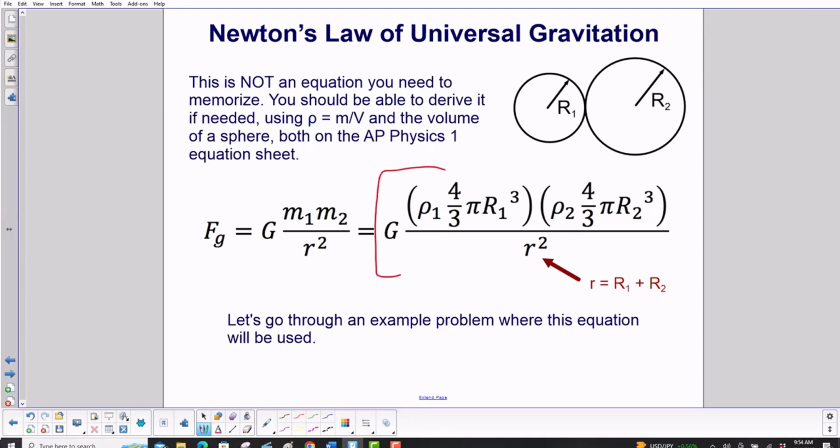This is not an equation that you should memorize. You should be able to derive it if needed using ρ equals mass over volume and the volume of a sphere, both on the AP Physics 1 equation sheet. Let's go through an example problem where this equation will be used.